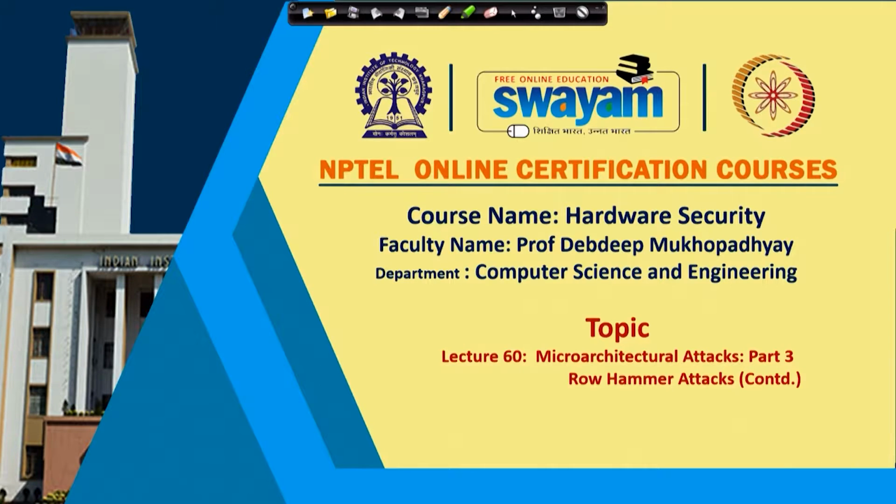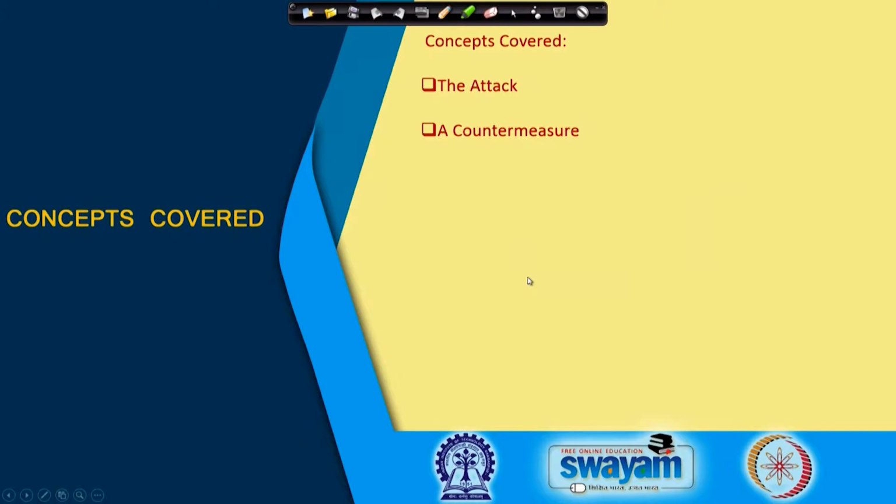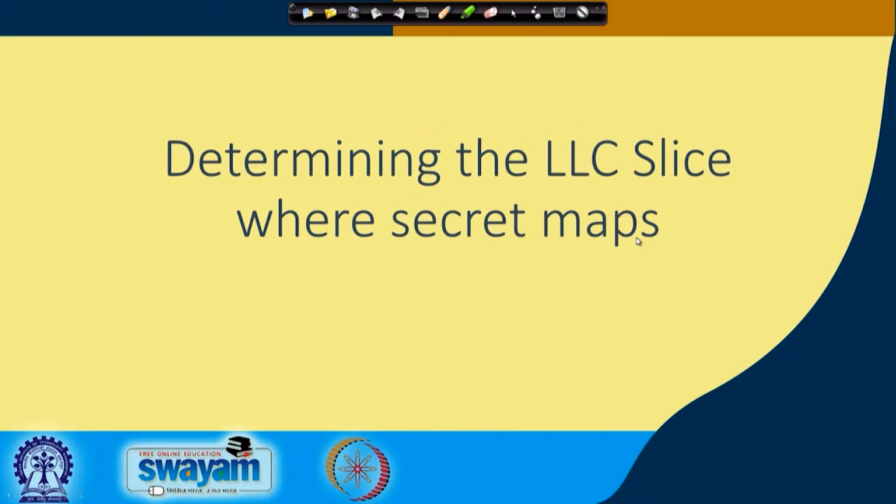Back to this class on hardware security. We shall be continuing our discussions on Rowhammer attacks. We have already seen the background behind the attack, and today we shall be seeing the actual attack and also discussing a potential countermeasure.